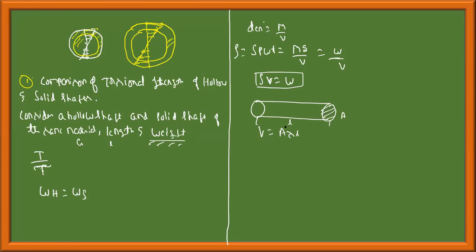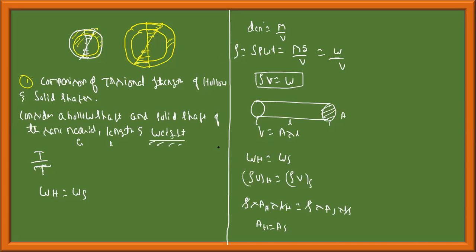According to our condition, weight of hollow shaft should be equal to weight of solid shaft. Weight is nothing but rho V, so rho V of hollow should be equal to rho V of solid. That is, rho into area of hollow shaft into length of hollow shaft is equal to rho into area of solid shaft into length of solid shaft. Length of both is given as the same, and the material is also the same, for example both are steel. Specific weight cancels out. Therefore, we are left with area of hollow shaft equal to area of solid shaft.